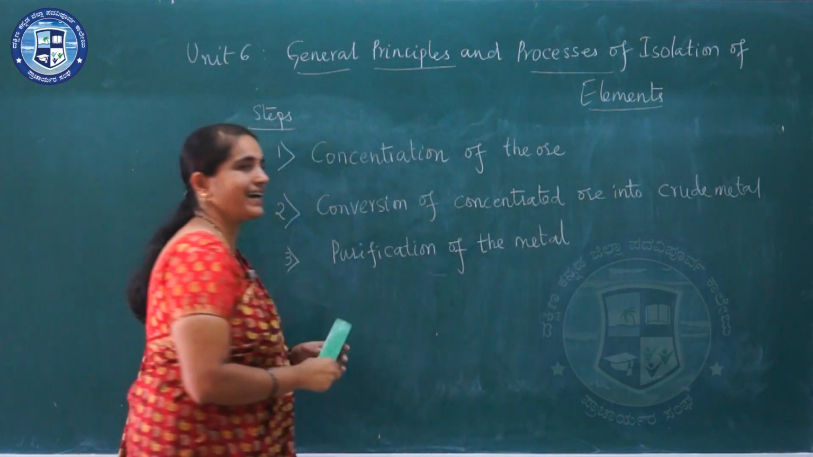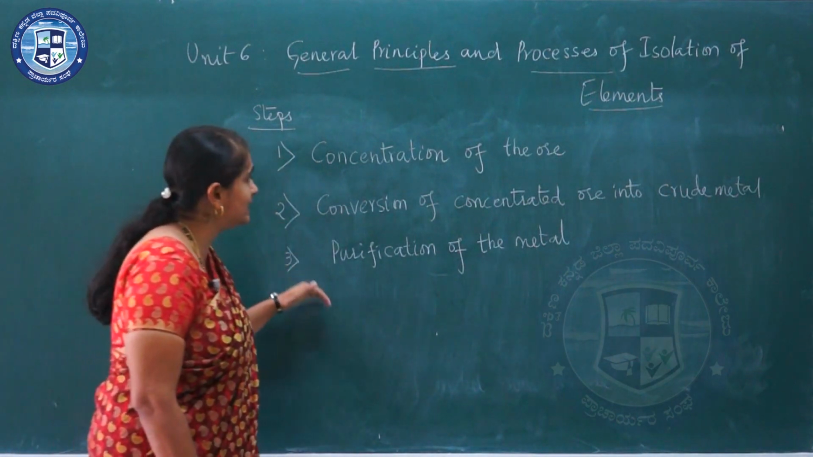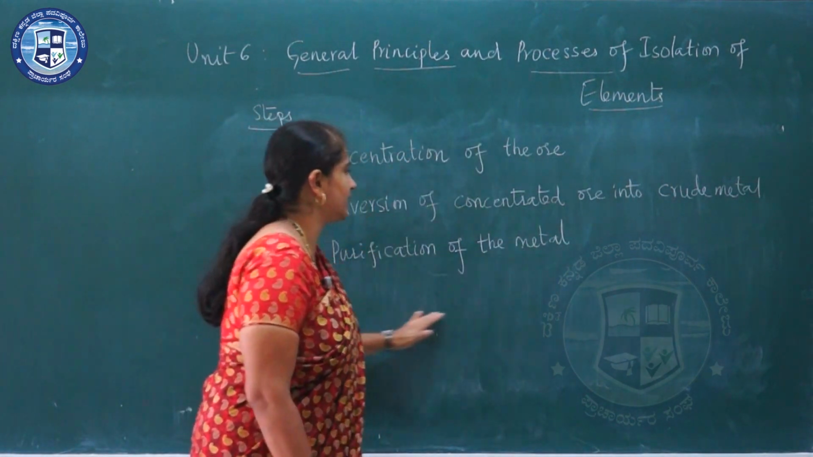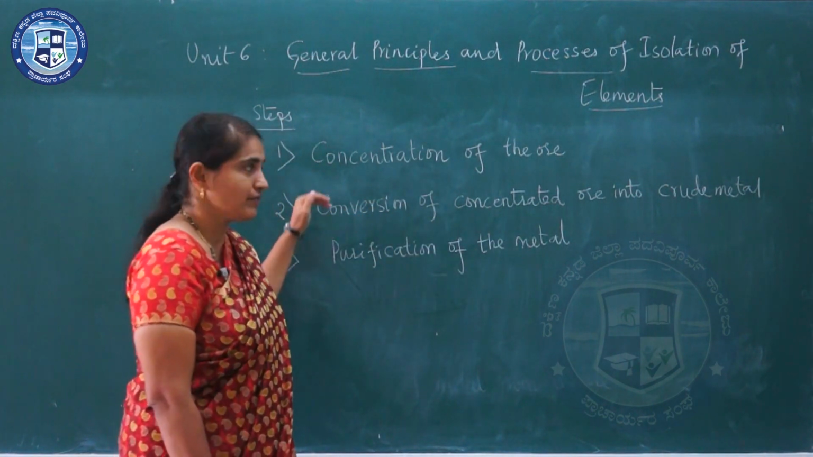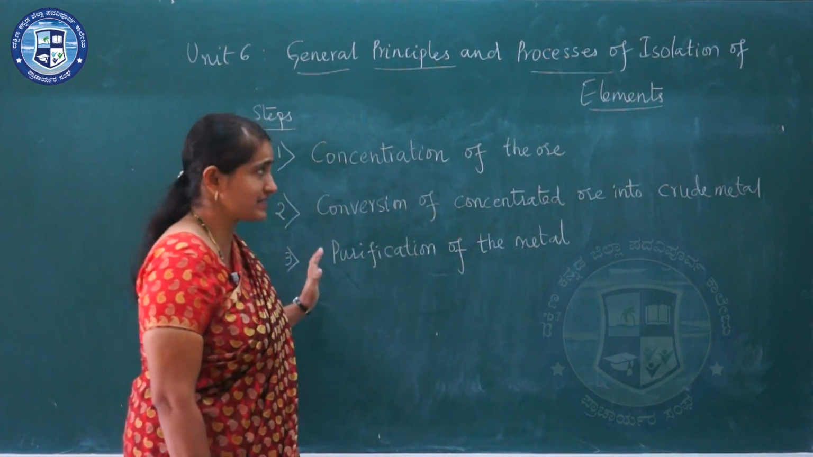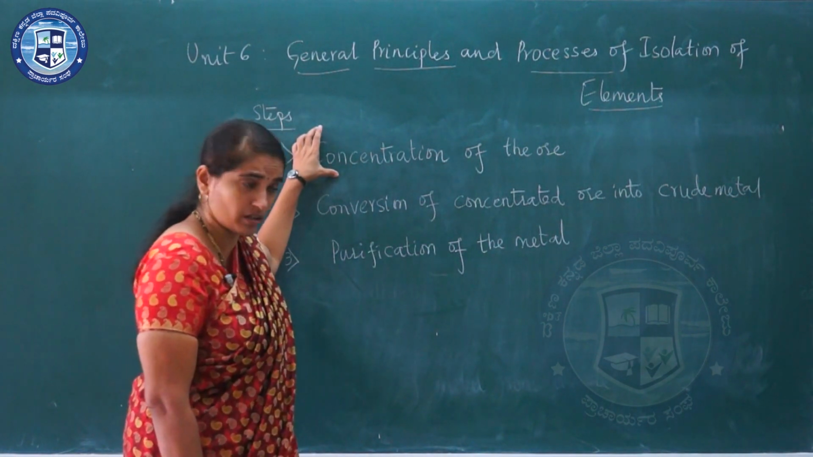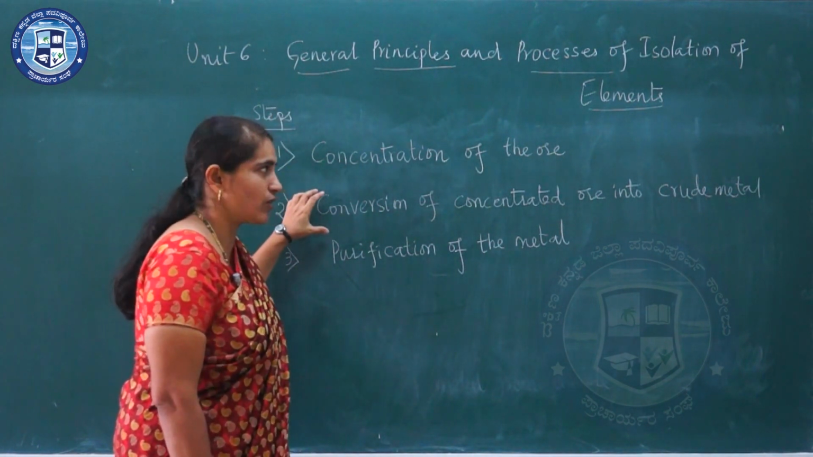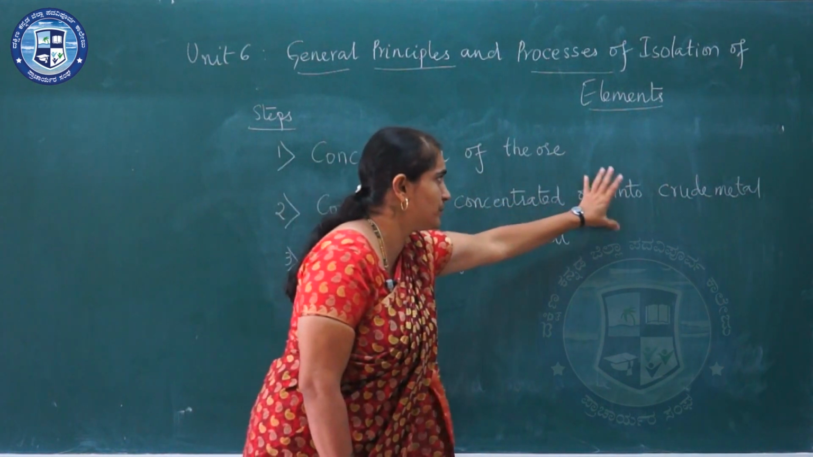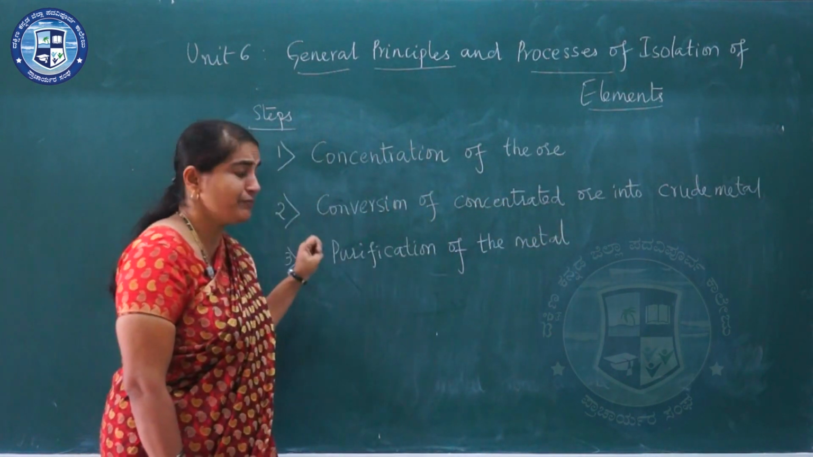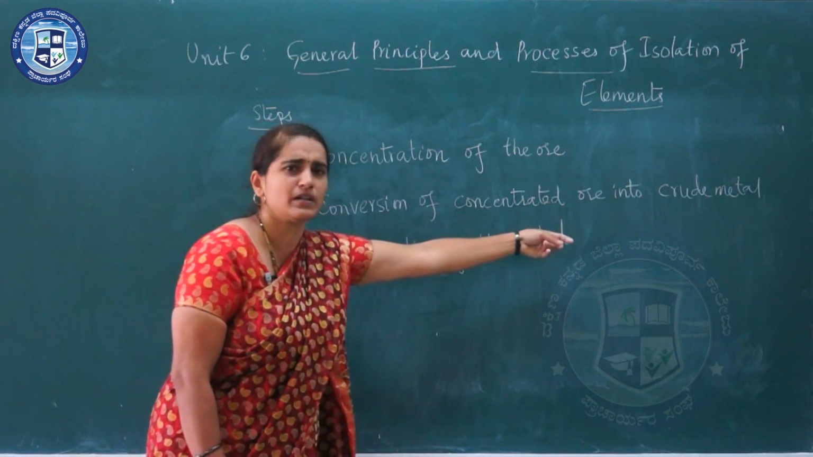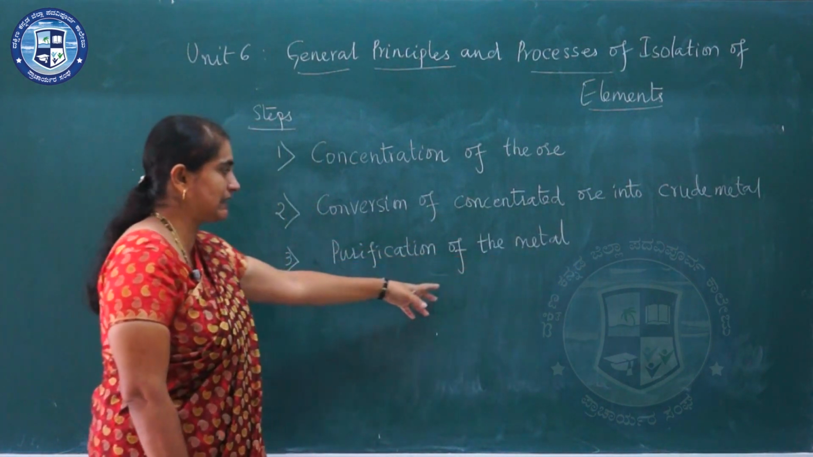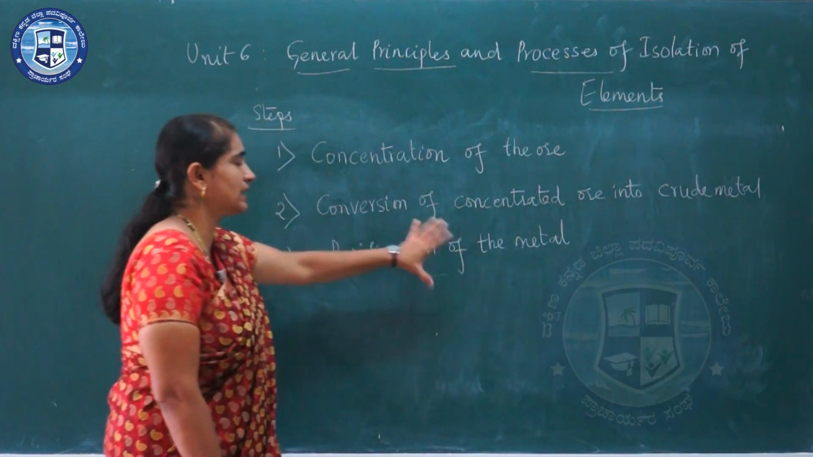Okay. So the entire chapter deals with all these 3 steps. Once you are thorough with these 3 steps, we are done with this chapter. We concentrate the ore, convert that concentrated ore into its crude metal, and finally purify that impure metal to get pure metal. I hope you are clear with these 3 steps. So we will get into this.